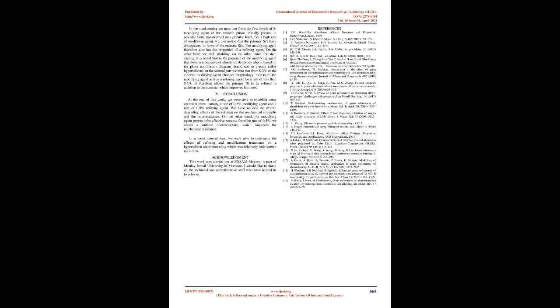On the other hand, for shell casting, it is noted that in the presence of the modifying agent there is a presence of aluminum dendrites which, based on the phase equilibrium diagram, should not be present, alloy hypersilicon. In the second part we note that from 0.3% of the eutectic modifying agent changes morphology. Moreover, the modifying agent acts as a refining agent for a rate of less than 0.5%. It therefore allows the primary SI to be refined in addition to the eutectic, which improves hardness.